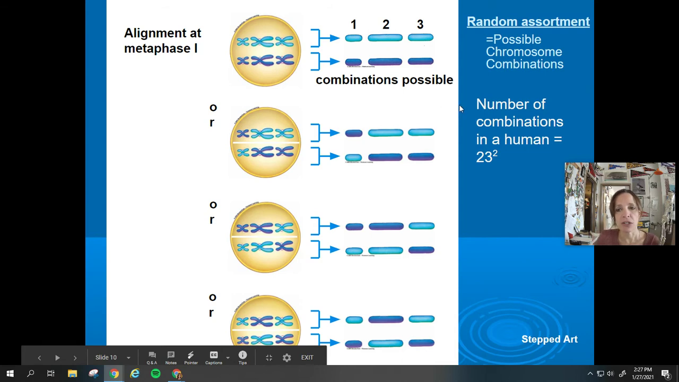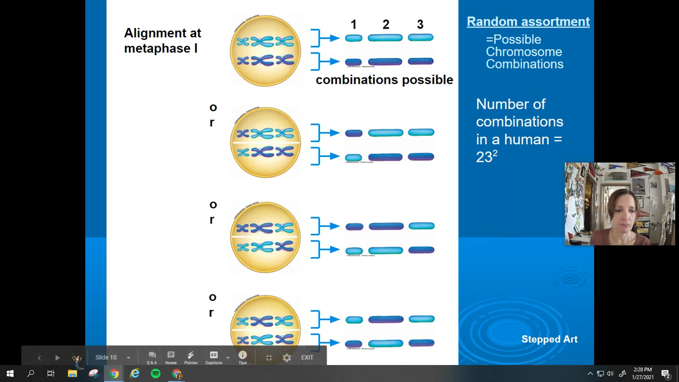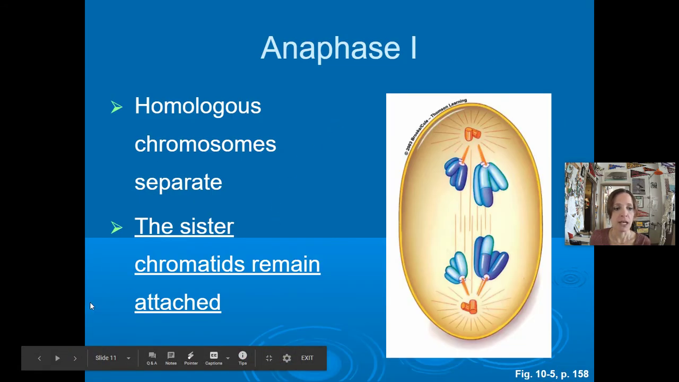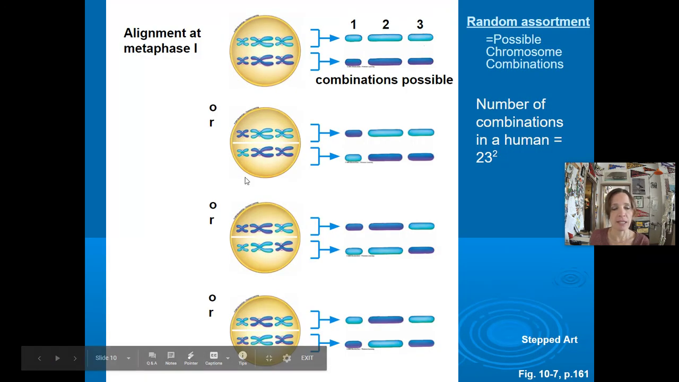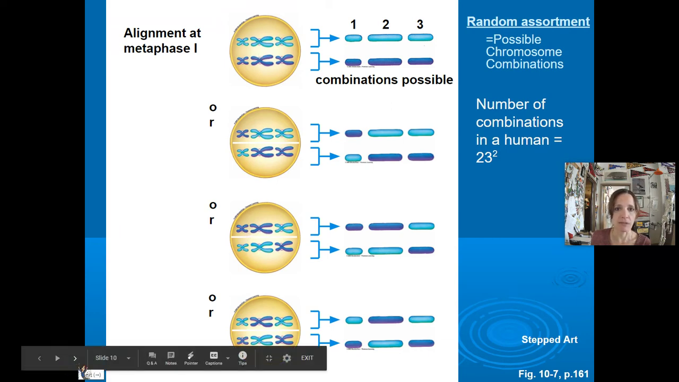The way that you figure out how many different combinations there are, for humans, is 2 to the 23rd. There are 23 pairs, and there are two different ways those chromosomes could be: they could either be like this, or they could flip. So if you had 12 pairs, it would be 2 to the 12th. And that's another way that we get variation. So crossing over in prophase 1 and random assortment in metaphase 1.